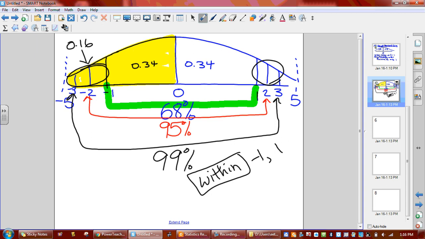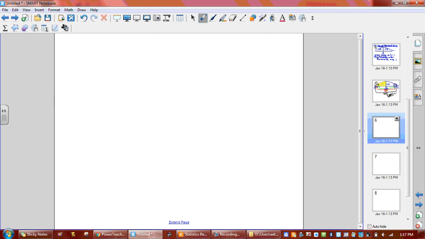Okay, so that's our main curve we're talking about. So what we do is we take normal data. I'm going to give us a situation, we're going to do an example. Then we're going to convert the numbers to Z-score numbers. So here's our example. We're going to draw another curve.